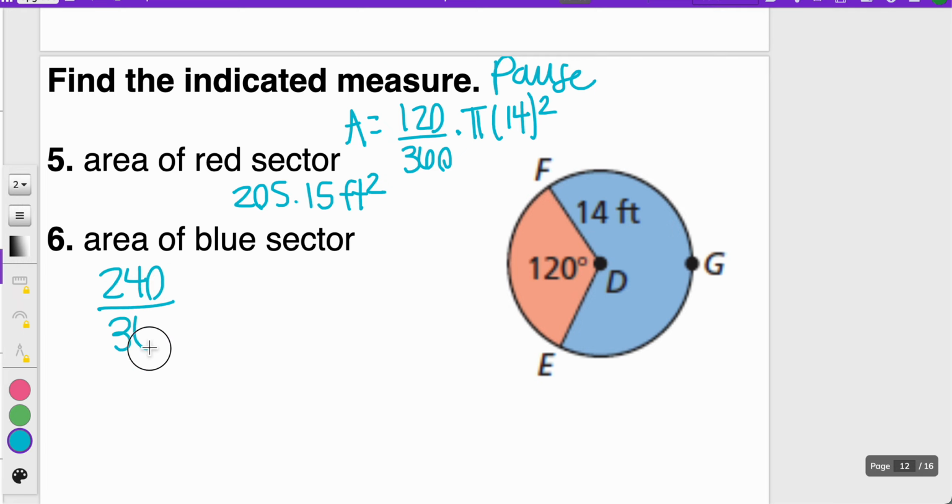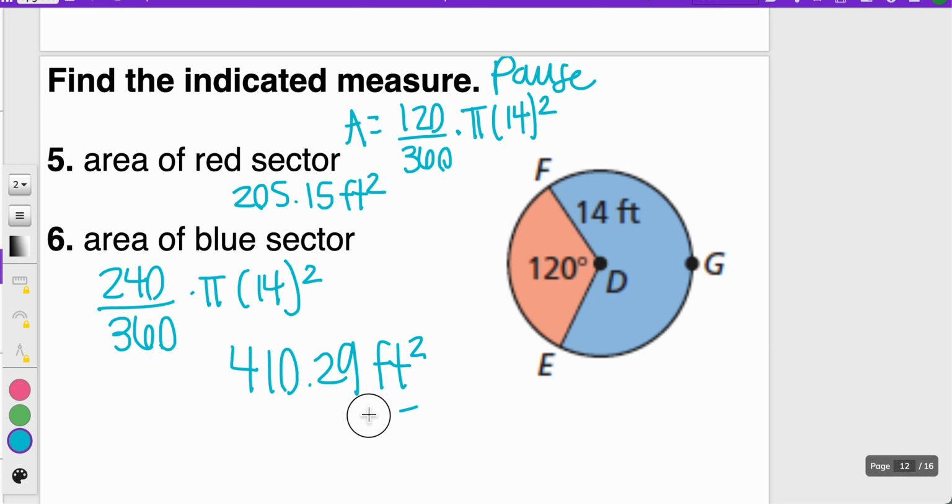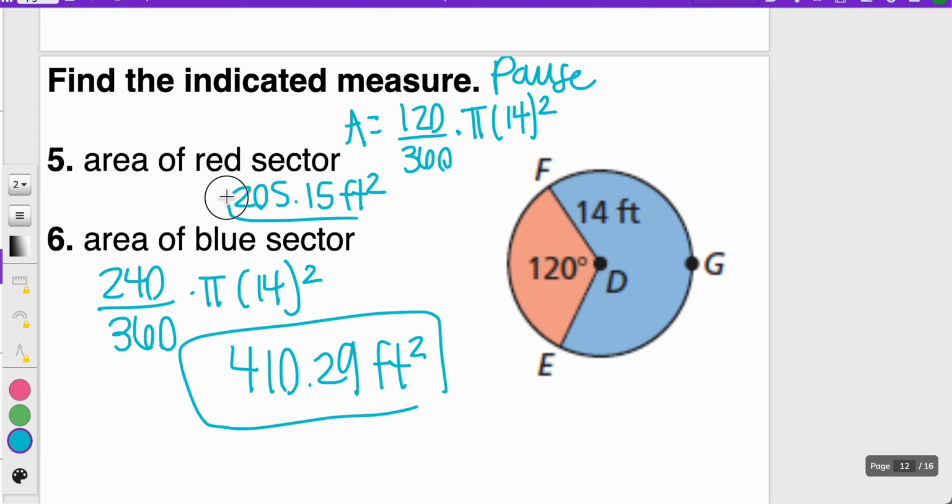So 240 divided by 360 times pi times 14 squared, or multiply straight across, divide by 360. So 240 times 3.14 times 14 divided by 360 is about 410.29 square feet.